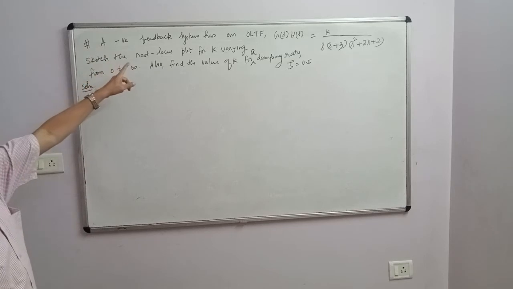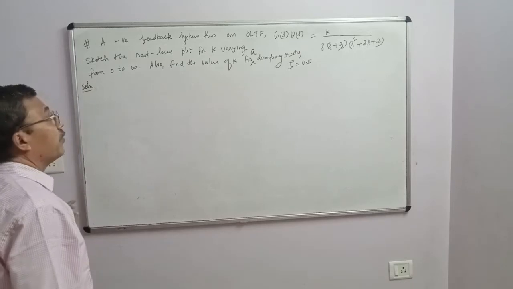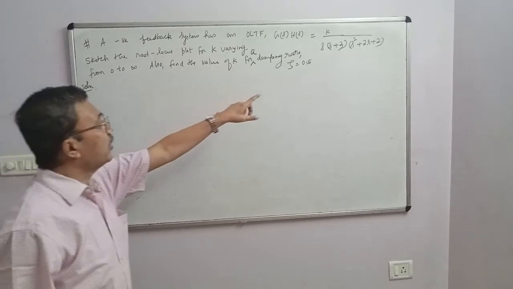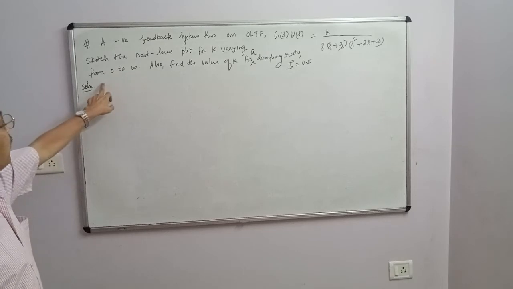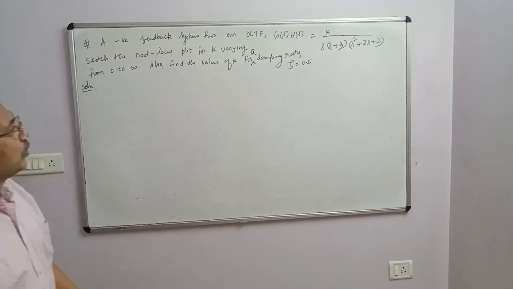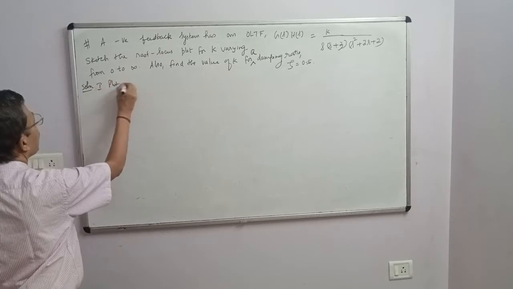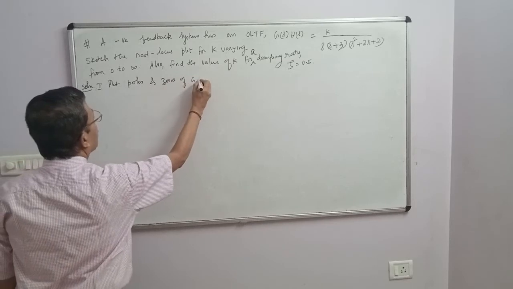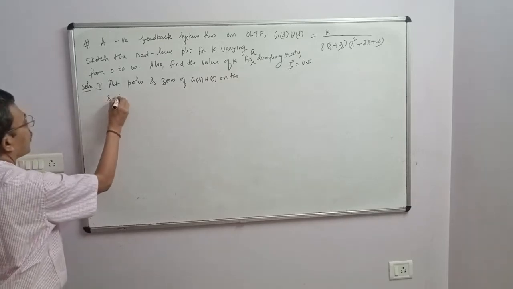A negative feedback system has an open loop transfer function G(s)H(s) equal to K divided by s into (s plus 3) divided by (s square plus 2s plus 2). Sketch the root locus plot for K varying from 0 to infinity. Also find the value of K for a damping ratio zeta equal to 0.5. Step 1. Plot poles and zeros of G(s)H(s) on the s plane.